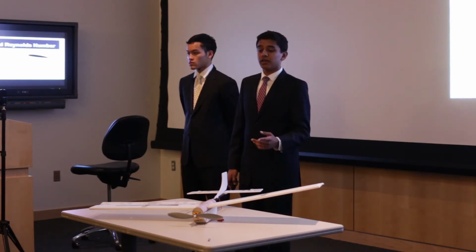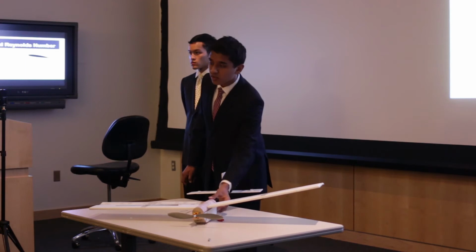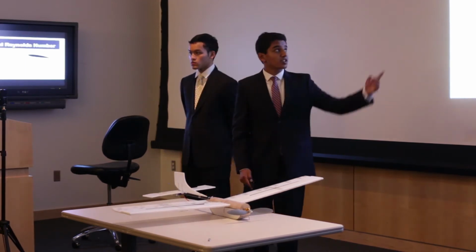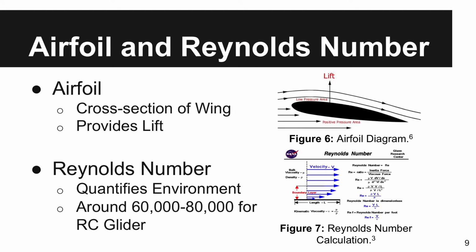An important component of the wing is the airfoil. The airfoil is the cross-sectional or side view of the wing. By changing the shape of the airfoil, you change how the airflow goes around the wing, thus changing the lift. In different environments, different airfoils are more or less appropriate.